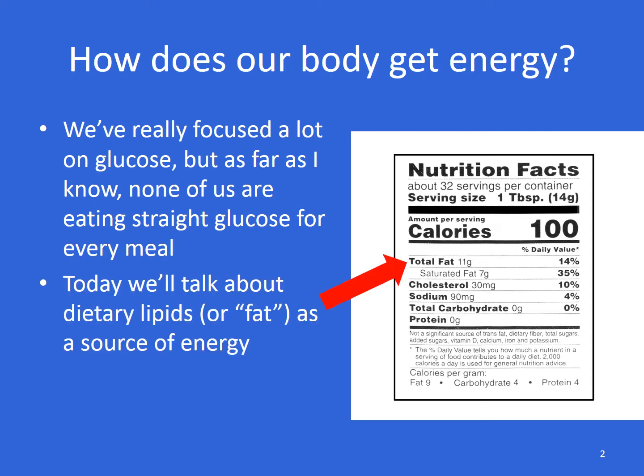So today we'll be talking about our other main source of energy, dietary lipids, or fat. If you see a nutrition facts label on the side of your cereal box, you'll see fat, cholesterol, sodium, carbohydrates, and protein. And you'll see that fat right there at the top has the most calories per gram. So right here. So let's talk about how those calories get into your body, how your body makes use of fat for metabolism.